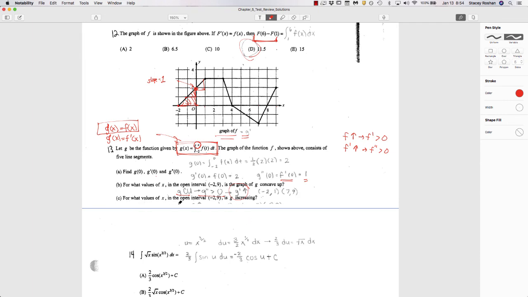For what values of x in the open interval -2 to 9 is g increasing? So g is increasing when g prime is greater than 0. And so again, this is the graph of g prime. When is it above 0? From -2 to 4. And then it picks up again from 8 to 9. That's our answer to that part.